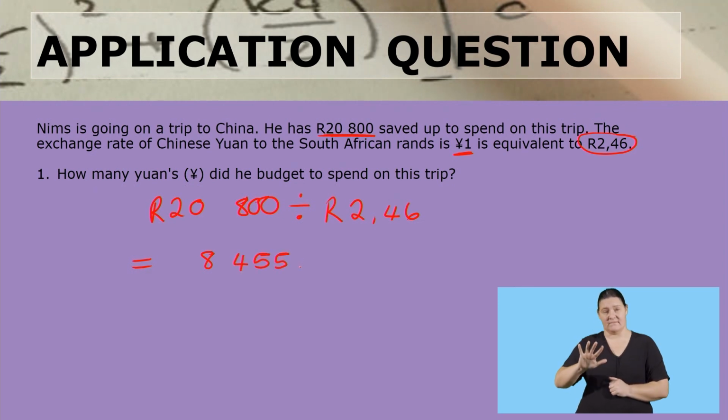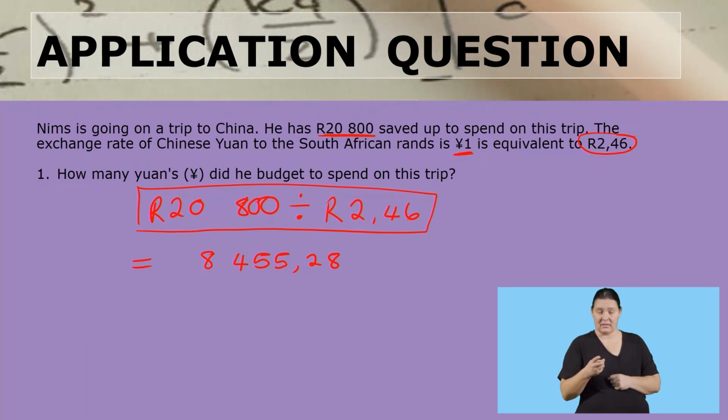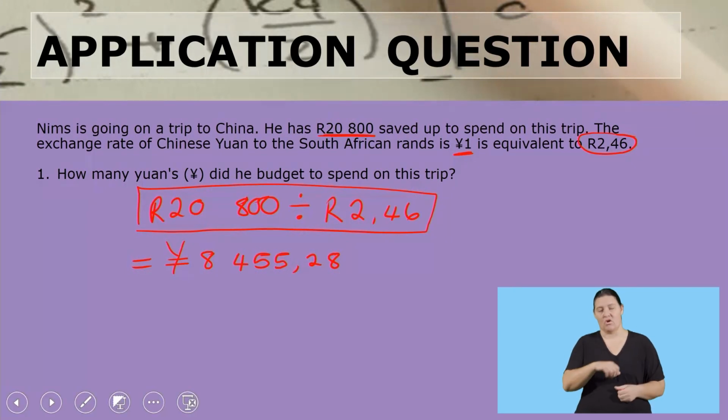8,455 and 28 cents. Now remember, this calculation is allowing us to find out how much the value is in yens. So it means that the answer that you are going to get is actually going to be in the yen. So he is going to have 8,455 yens and 28. So that's the amount that he's going to have in the Chinese currency.